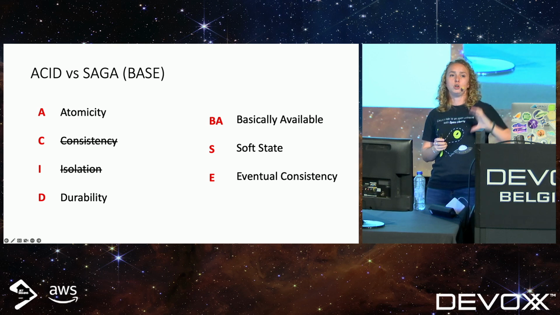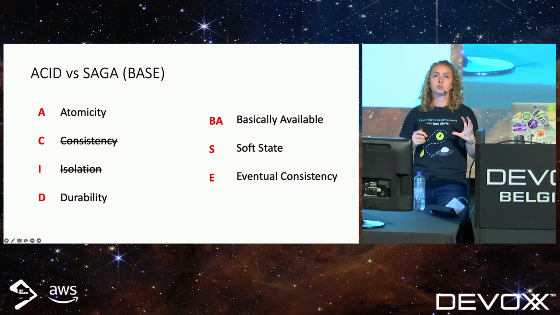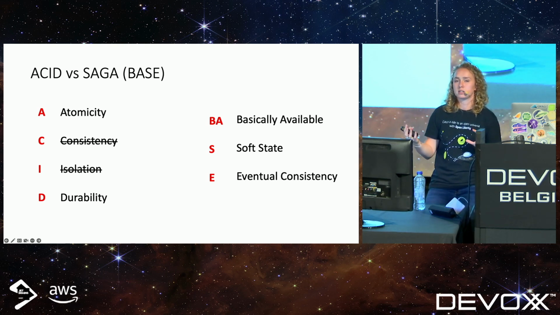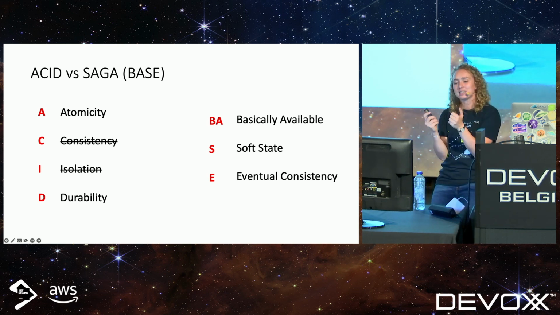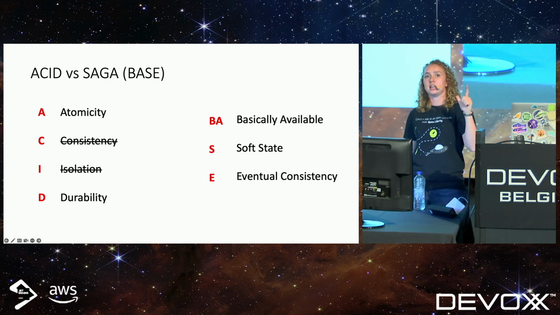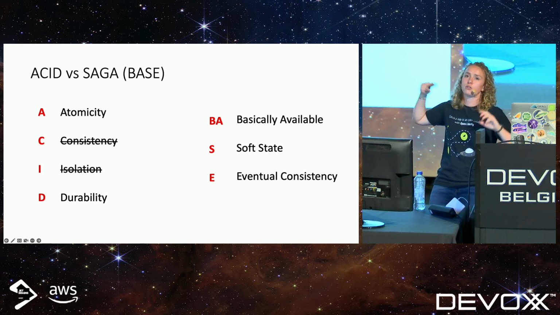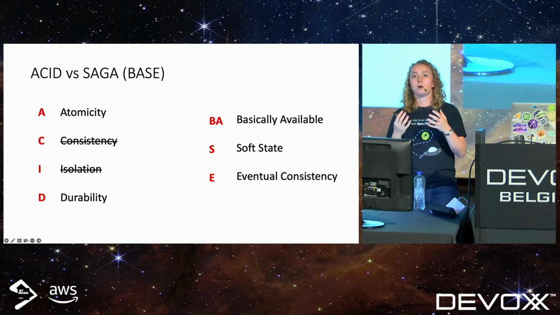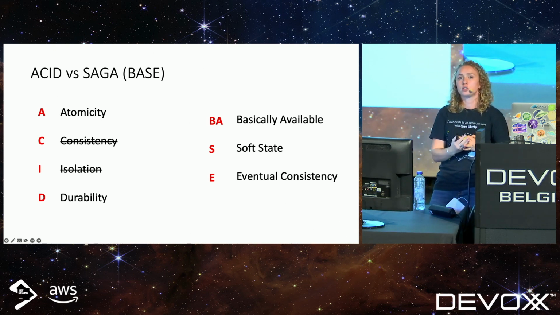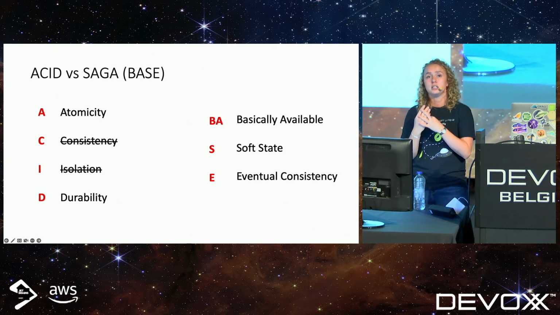So this time we don't use ACID as the guiding principles. Instead, we use something called BASE, because again, we love acronyms. So BASE, again, relaxes things like consistency and isolation, hence why I've crossed those out and highlighted that. In this, our applications or our microservices are basically available. They have a softer state, and they are eventually consistent.